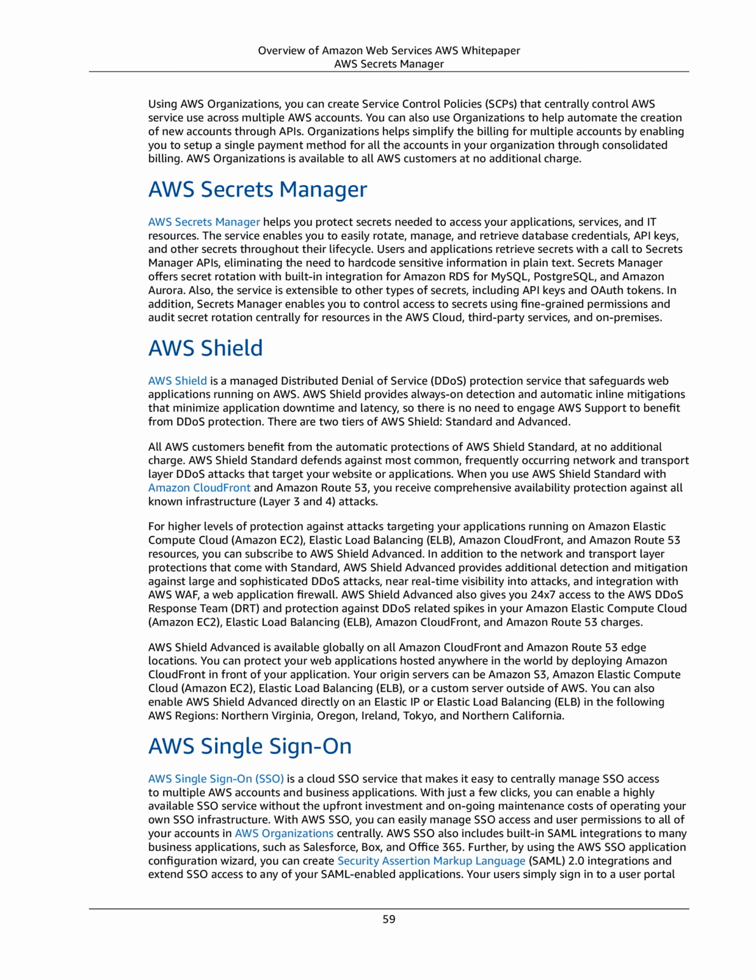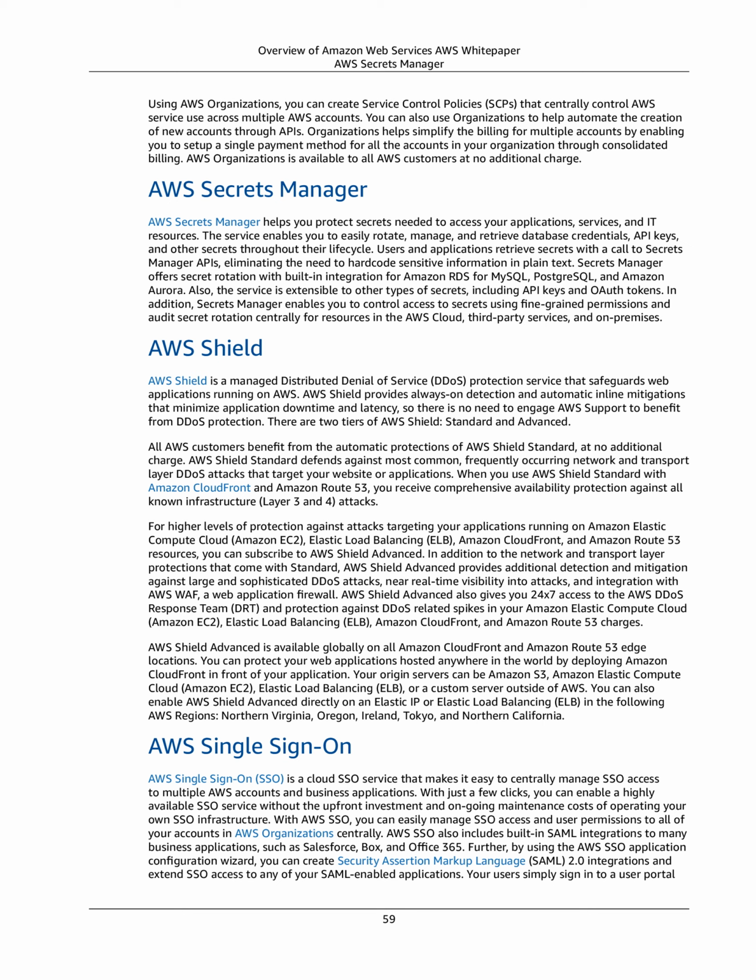AWS Shield Advanced also gives you 24/7 access to the AWS DDoS Response Team, DRT, and protection against DDoS-related spikes in your Amazon Elastic Compute Cloud, Amazon EC2, Elastic Load Balancing, ELB, Amazon CloudFront, and Amazon Route 53 charges. AWS Shield Advanced is available globally on all Amazon CloudFront and Amazon Route 53 edge locations.